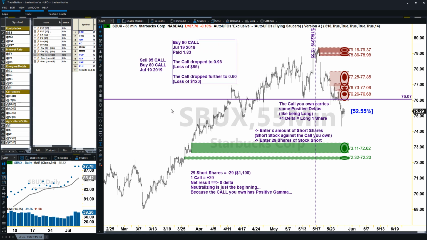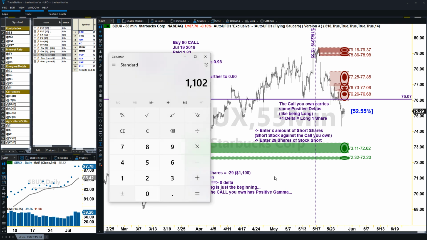But again, you don't have the call by itself in the account anymore. Now that call has a companion, which is 29 shares of stock short. So what does that mean? It means that the market went from 76.07 down to 75.29. That means the market fell by 78 cents. And you are short 29 shares, which means you have made $22.62.